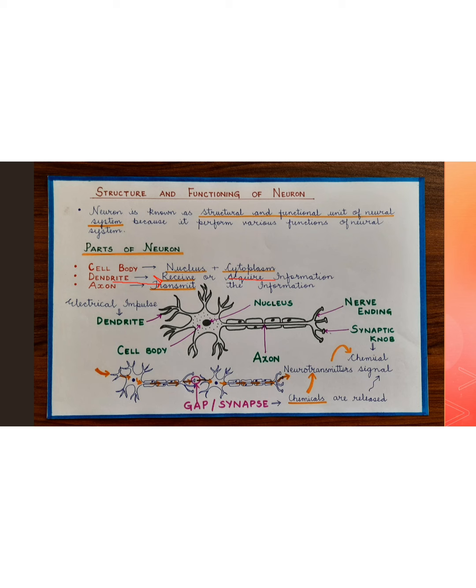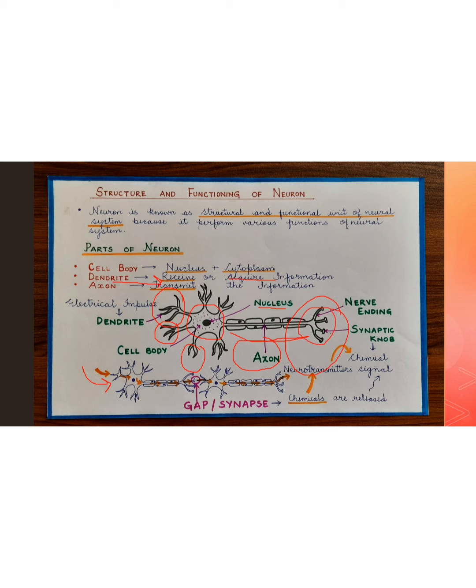So you see here, these structures are your dendrites, which receive the signal. You all can see how it is receiving the signal from here. Next, this whole structure is your cell body, which consists of nucleus and cytoplasm. Next, this is your axon. The whole thing is the axon, the elongated portion, which helps in transmitting information to the nerve endings. These are the nerve endings.